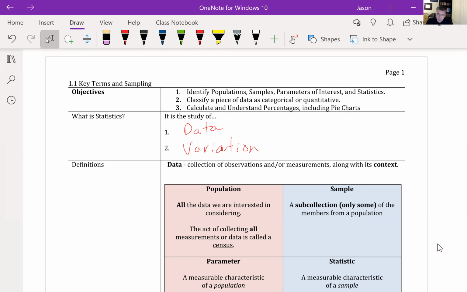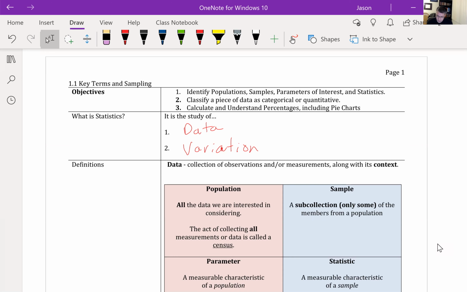Okay, what is statistics? Statistics is the study of data and variation: how we gather data and how it varies. Data can be with regards to a sample or a population. A population is like a census, it's all of the data, and a sample is a sub-collection of the data.